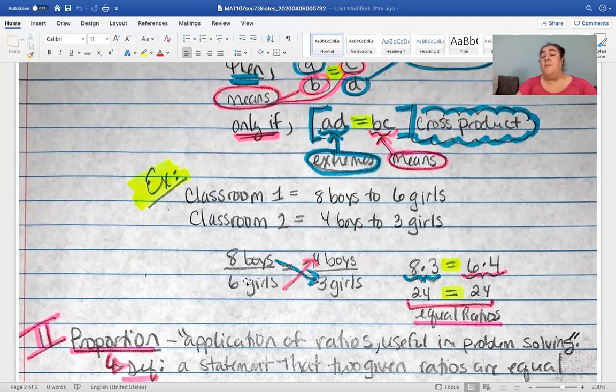So you could see that they are multiples of each other. 8 is a multiple of 4, and 6 is a multiple of 3. And as you know from fractions, that means that this is an equivalent fraction to this, right? Because they're multiples of each other.